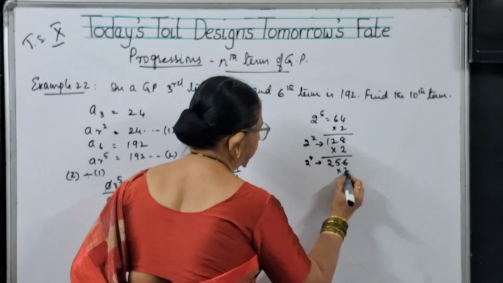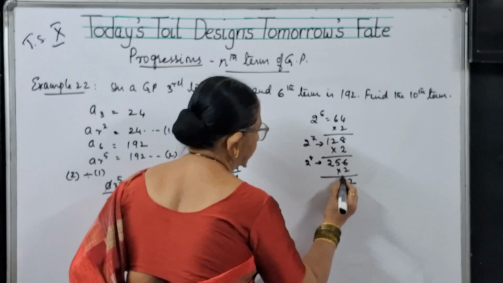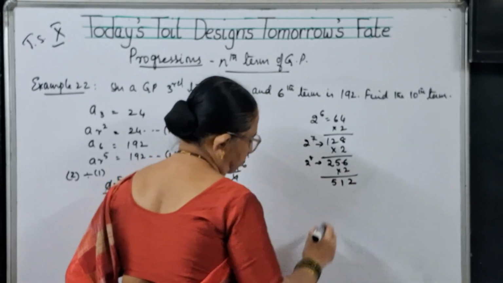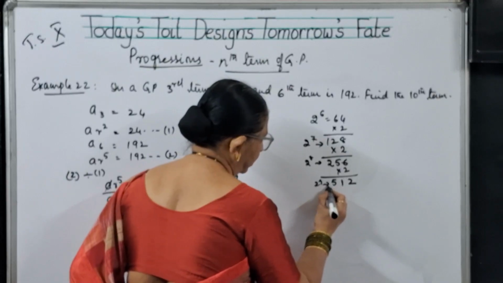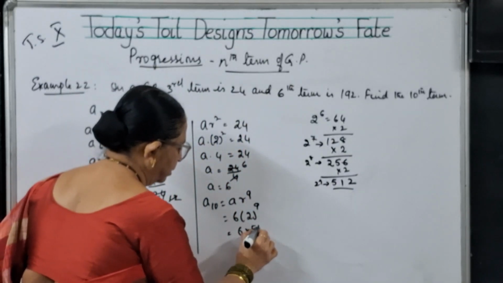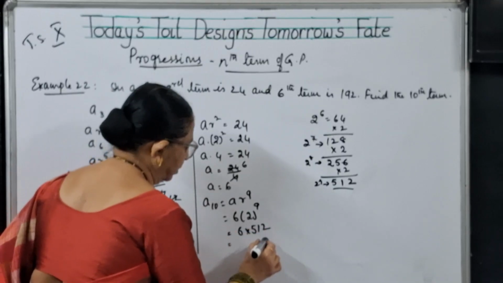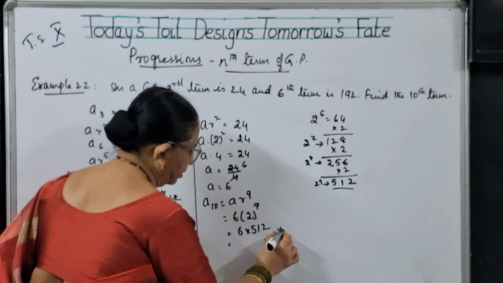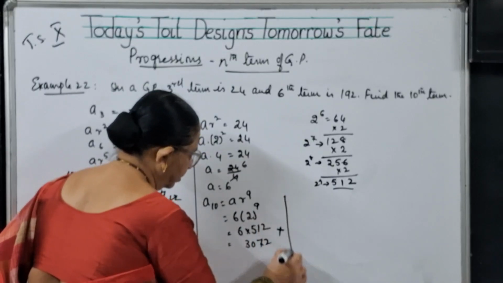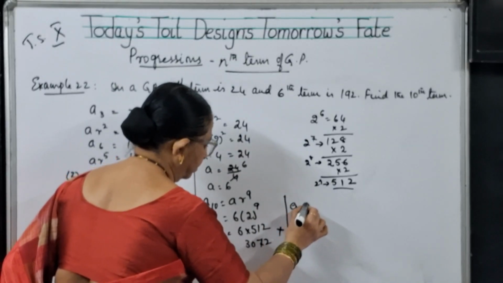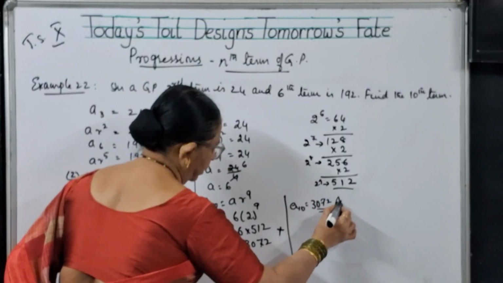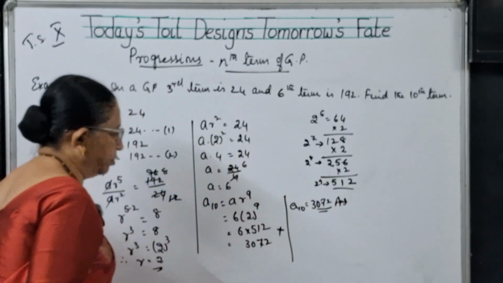Then multiply by 2: 2 6s are 12, 2 5s are 10, 1 carry 11, 2 2s are 4, 1 is 5. So 2 to the power of 9 is 512. So 6 into 512: 6 2s are 12, 6 1s are 6, 1 is 7, 6 5s are 30. So the 10th term is equal to 3072, the answer for this problem, children.